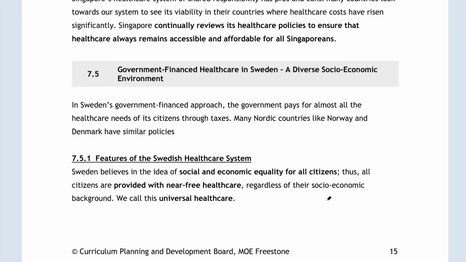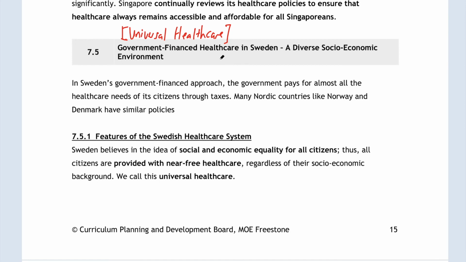Okay, the last healthcare system we're going to take a look at is the government financed healthcare system. And this has another name. This is what we call also universal healthcare. You might have heard this term before.